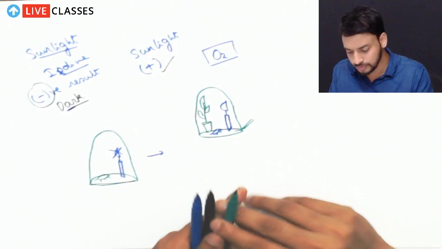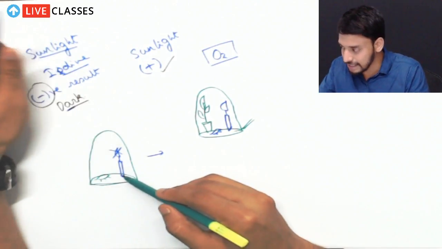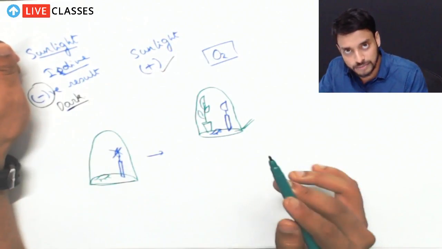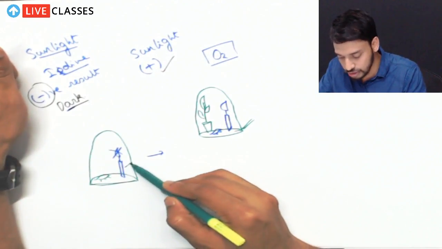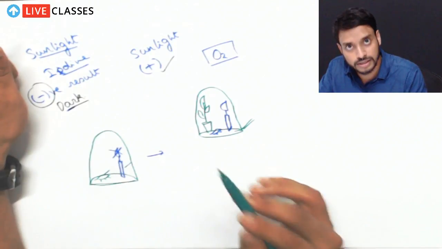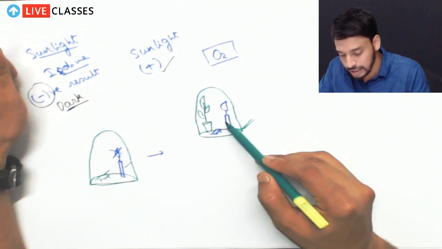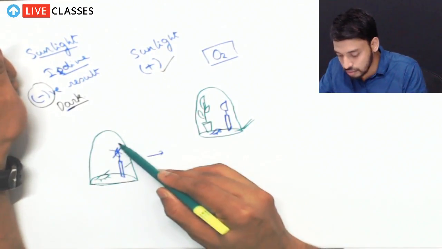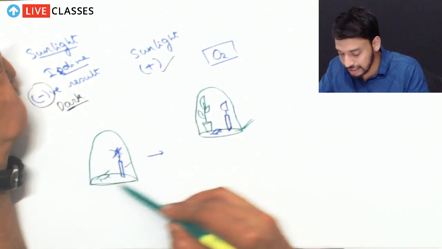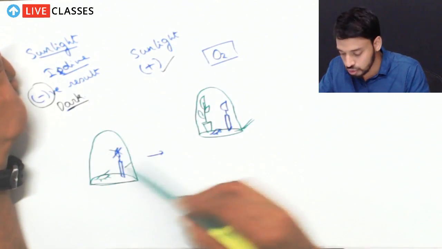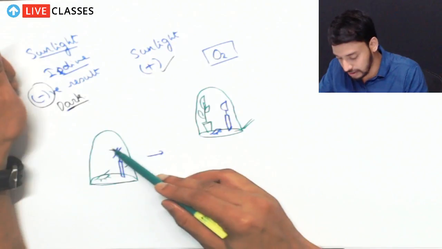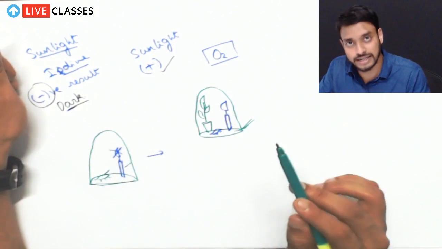Let's repeat once. Here we have seen that the candle is using something, and the mice is using something. We don't know what that is, but since this is a glass sealed container, when it gets over, the candle goes off and the mice dies.